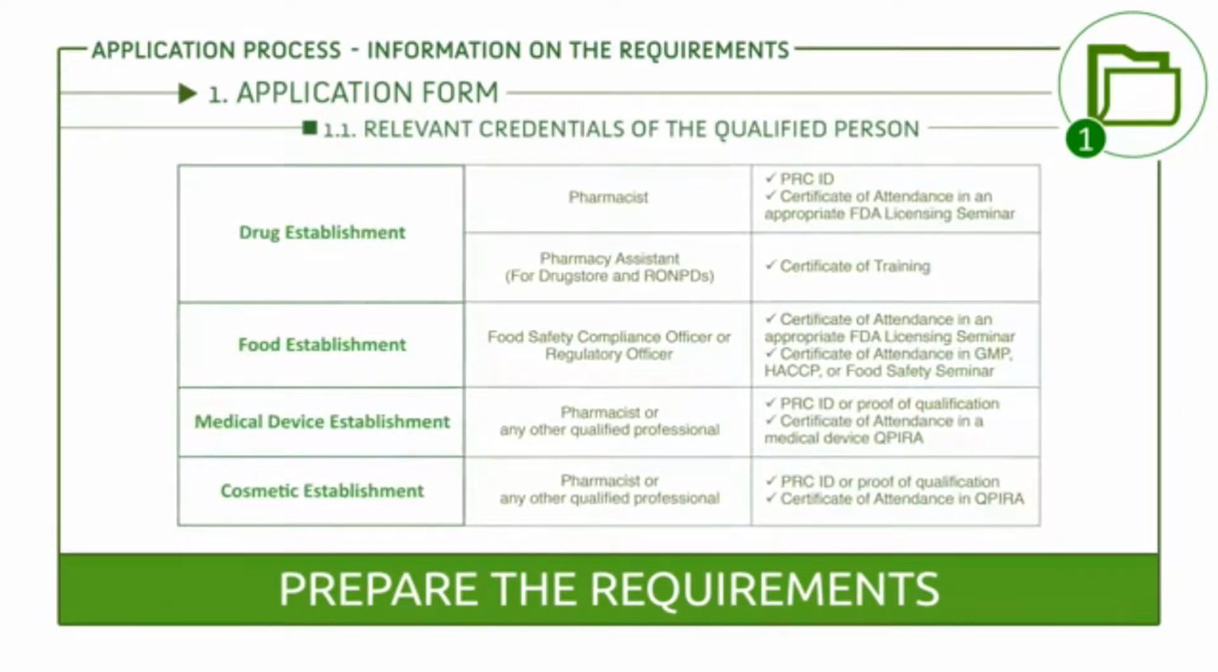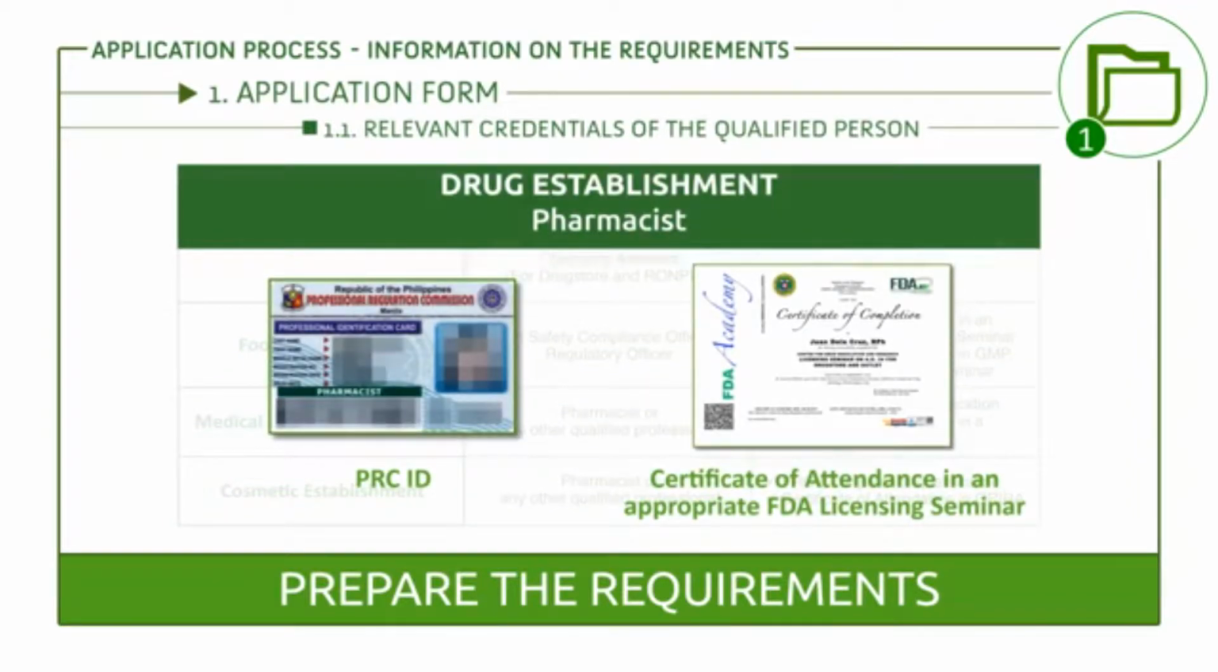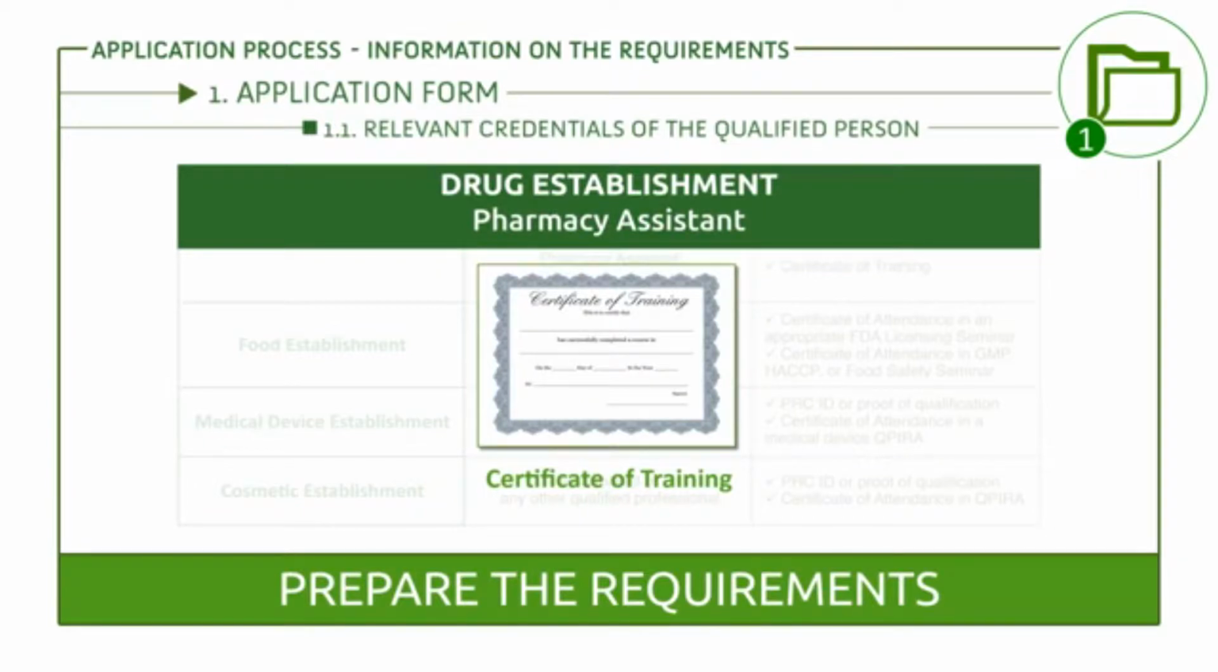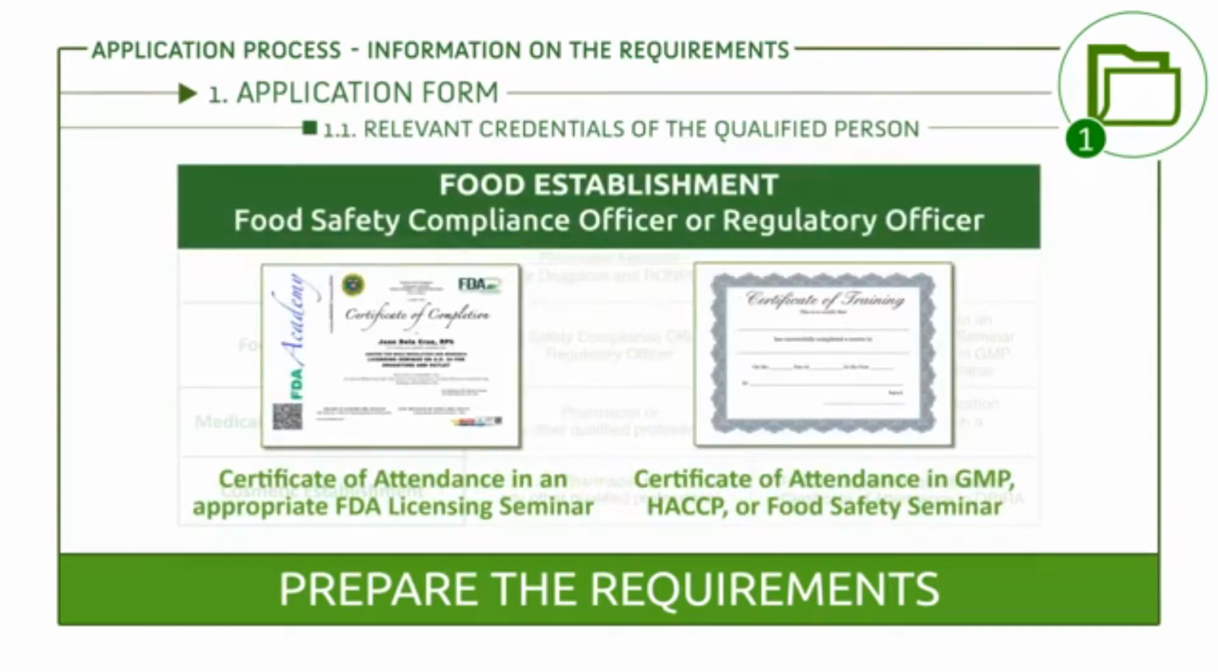Relevant credentials of the qualified person: for drug establishment, pharmacist, PRCID, and certificate of attendance in an appropriate FDA licensing seminar. For drug establishment, pharmacy assistant, certificate of training. For food establishment, food safety compliance officer or regulatory officer, certificate of attendance in an appropriate FDA licensing seminar, and certificate of attendance in GMP, HACCP, or food safety seminar.